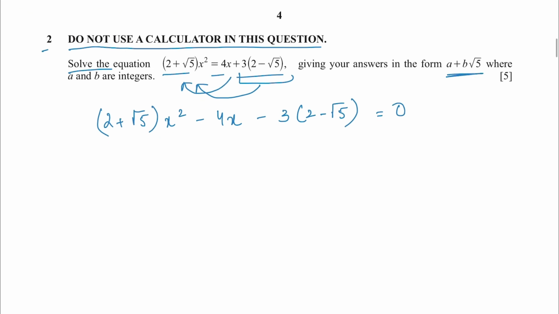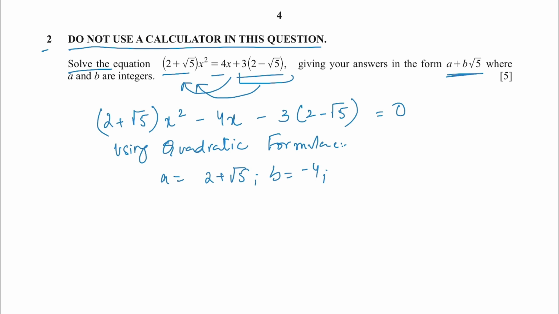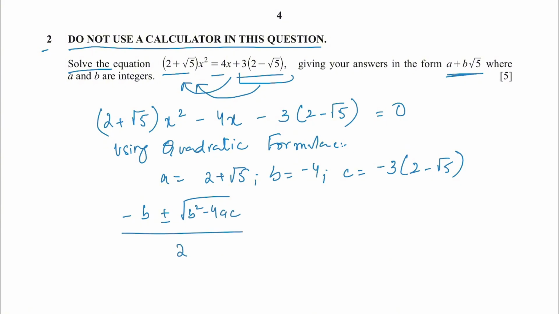The answer is required in this form, so we need to make sure that we have this answer. So we'll be solving this by using the quadratic formula, where a equals 2 plus root 5, our b is negative 4, and our c is negative 3(2 minus root 5). This is our a, b, and c. Let's plug into the formula: negative b plus minus root of b squared minus 4ac, over 2a.